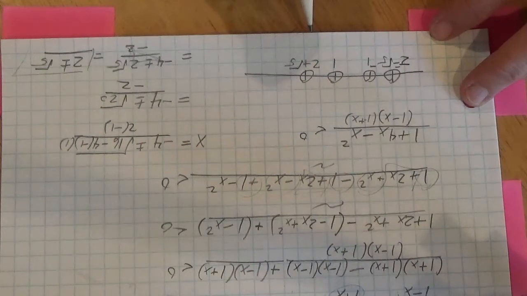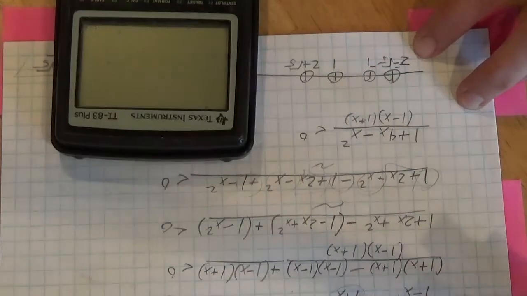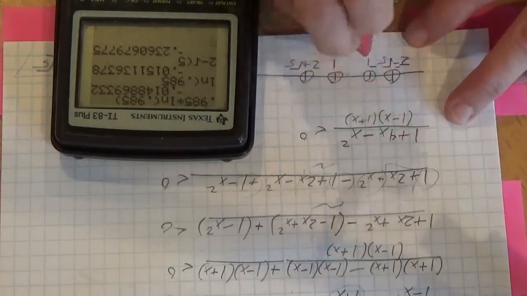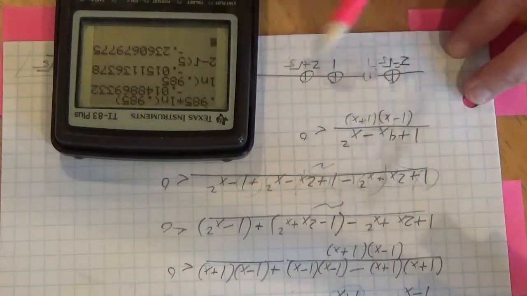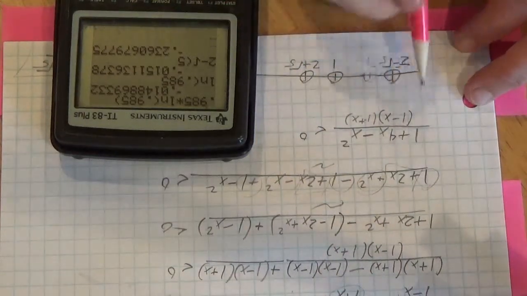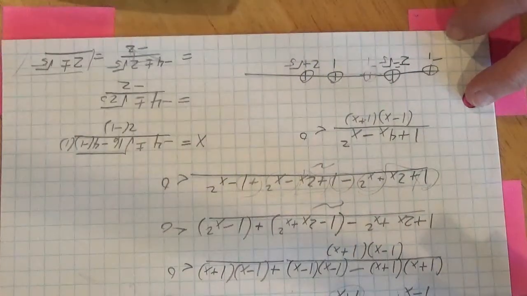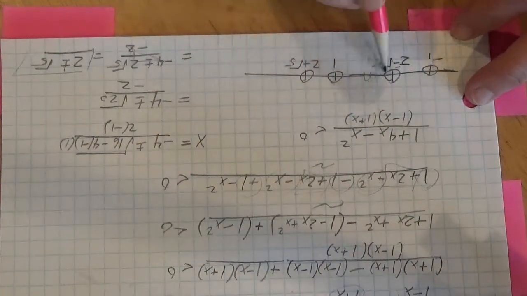So, let's see, wait a second, 2 minus root 5, let's check that real fast. 2 minus root 5 is negative 2.3, oh, this negative 1 should be less than that on the other side there. Okay, so now we've got our sign line ready to go.